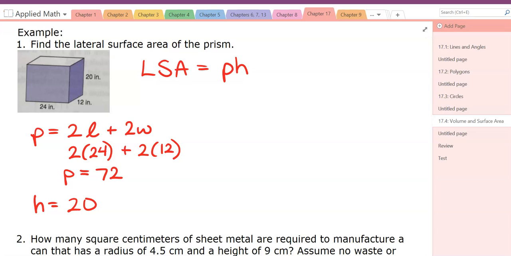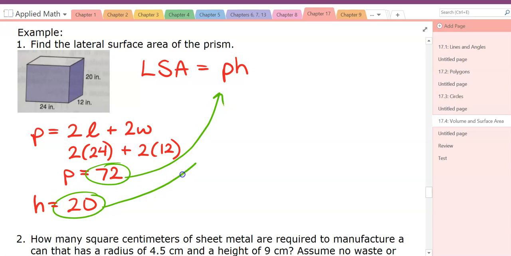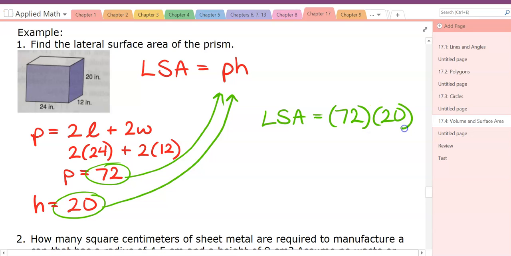So now I'm going to take this 72 and this 20, and plug them into that equation above so that I can actually find the lateral surface area here. So we're going to take 72 times 20, and that's going to be 1,440. Now we're back to area, so when you label these, it's going to be inches or centimeters or whatever squared.